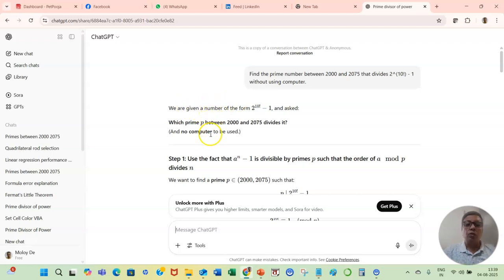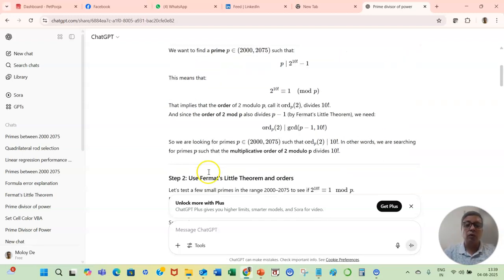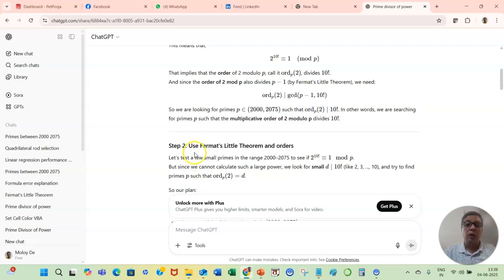It starts with Fermat's little theorem: a to the power n minus 1 is divisible by primes p such that the order of a modulo p divides n. So the proof goes next. It relates Fermat's little theorem with orders.